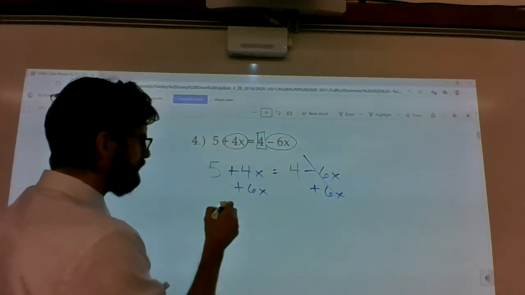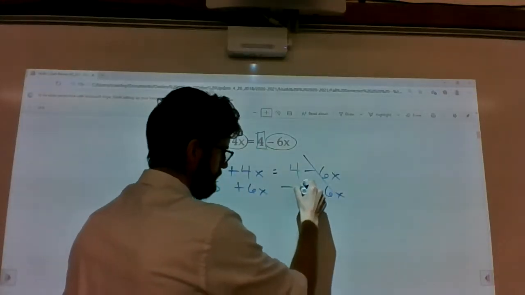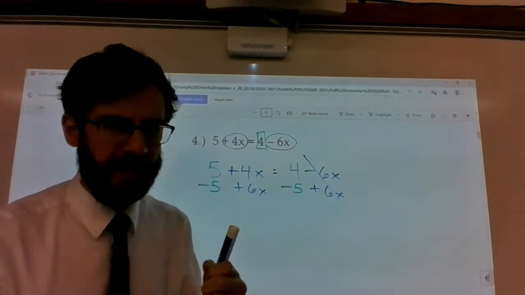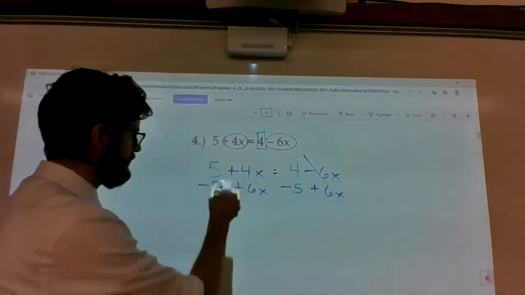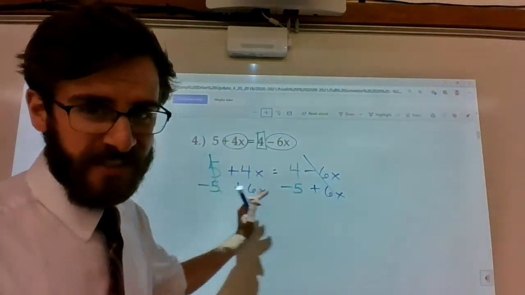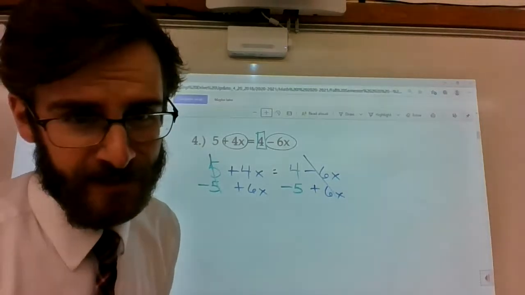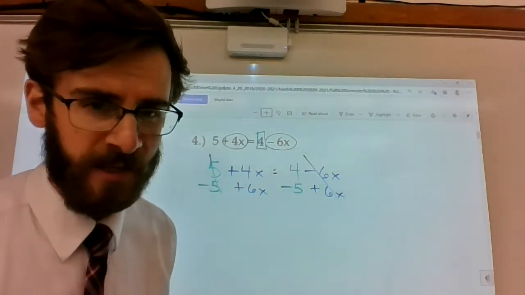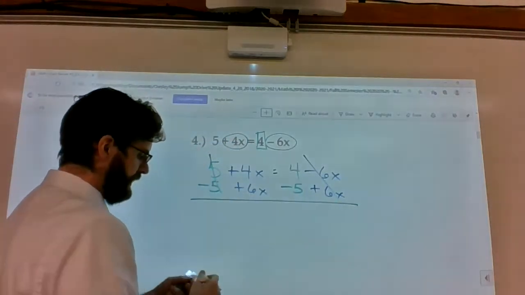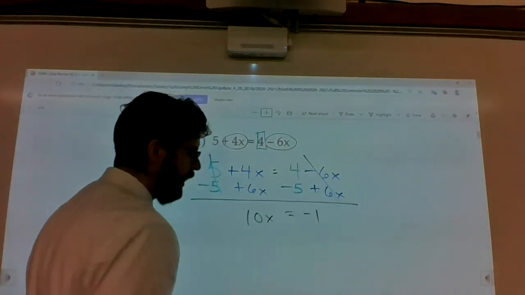And then you want to move this green 5 to the other side. I told you you guys could use that shortcut if you feel like you can handle it without making a bunch of mistakes. All right? So I can do both of those, the blue step and the green step, at the same time. If you feel like that's a bad idea, you need to separate those steps, by all means, please keep doing it that way. The left-hand side gives me a blue 10x. The right-hand side gives me a green negative 1.